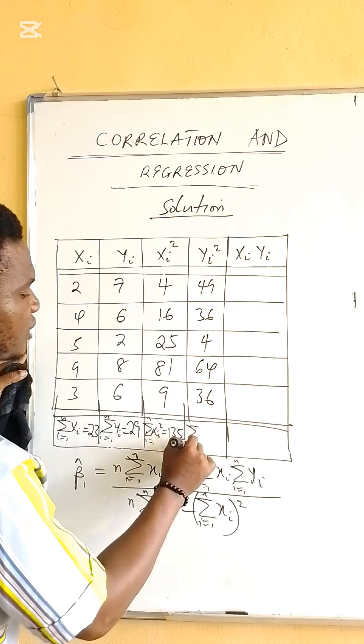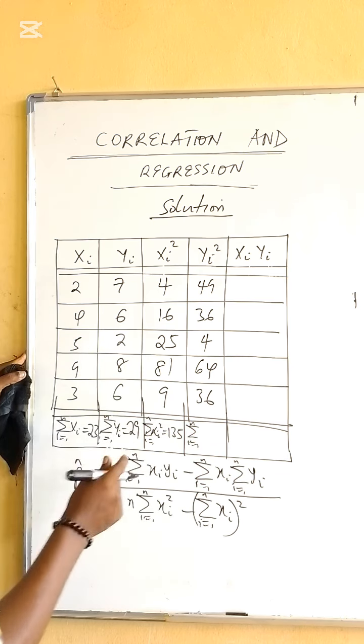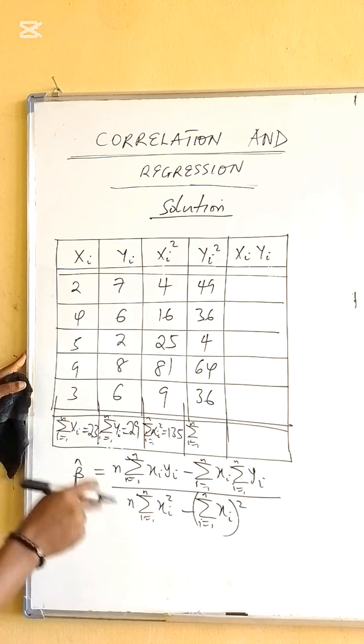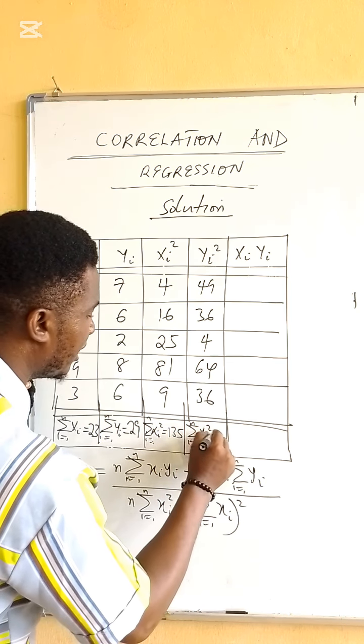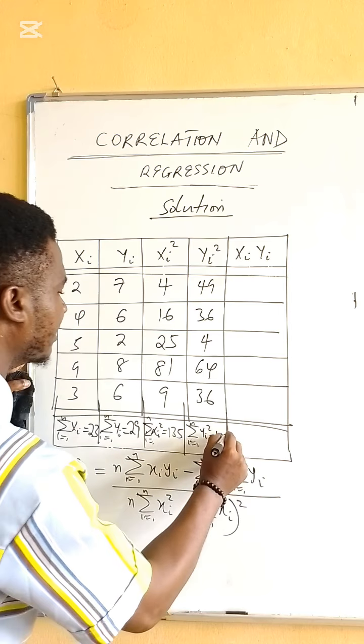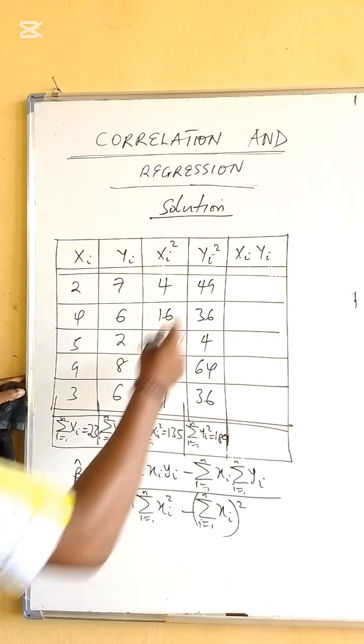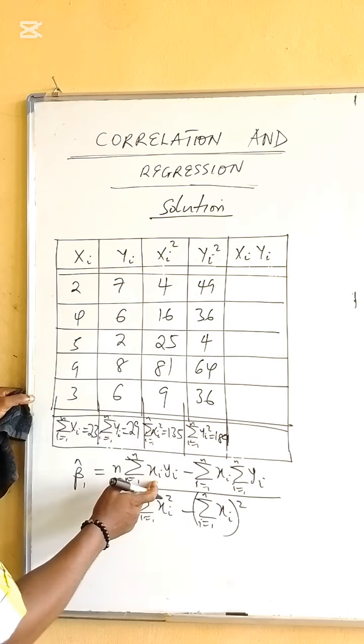Now coming over to the next one, from i equals 1 to n, we have 49 plus 36 plus 4 plus 64 plus 36. That gives 189. So I'm going to hold on to that value. Then come over to xi yi, because it's here in the formula.